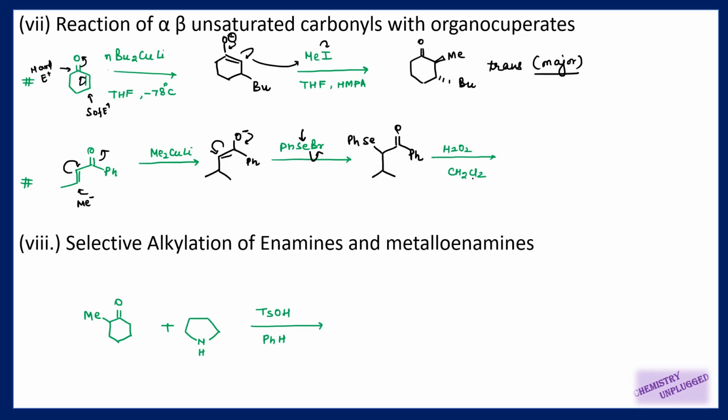Then I am using H2O2 in the presence of dichloromethane. First, this peroxide will convert this selenium into selenoxide and then it will show an elimination reaction, a beta elimination reaction. This bond will shift here and it will be removed and I will get this compound. This is similar to my starting product, only I will get a methyl group attached here, right? So I can follow this pathway also to get a specific enolate. Then the last method is selective alkylation of enamines and metalloenamines.